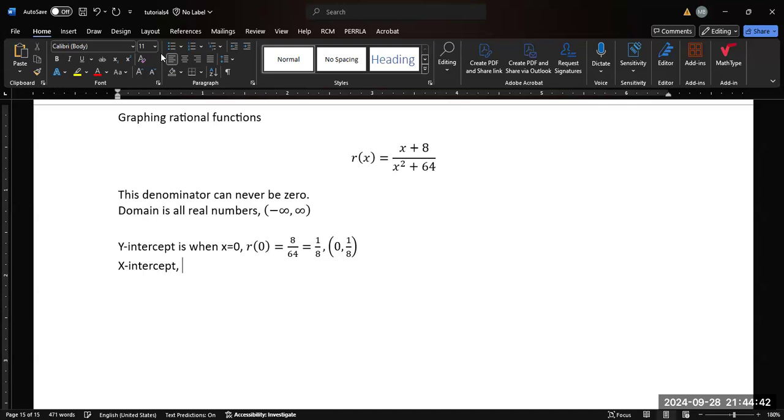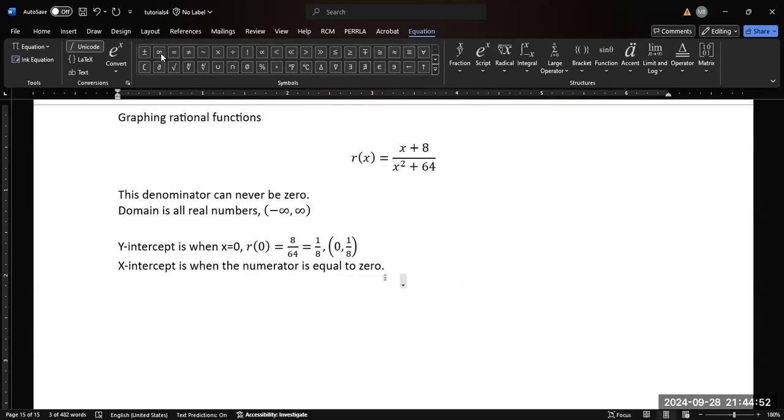Now, the x-intercept is going to be when we set the whole thing equal to 0. And for a rational function, it's when the numerator is equal to 0. So in this case, x plus 8 equals 0. So there will be an intercept at -8.